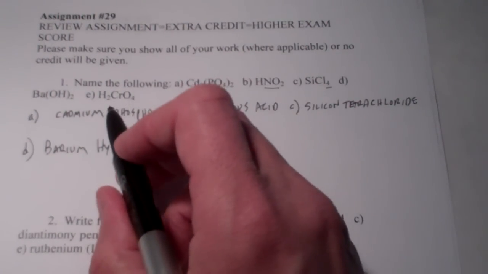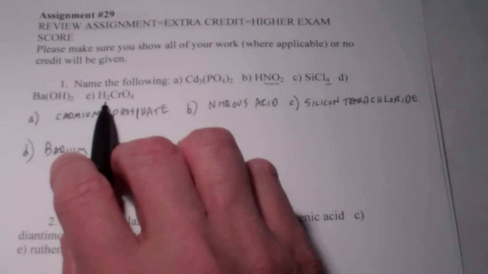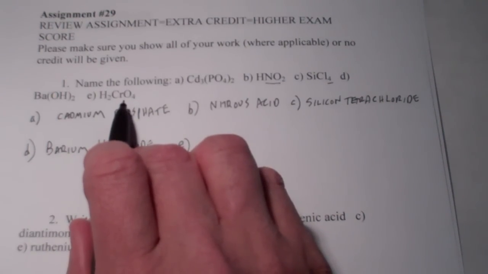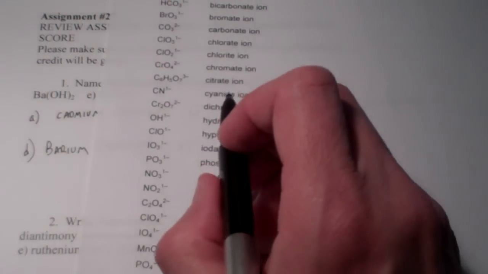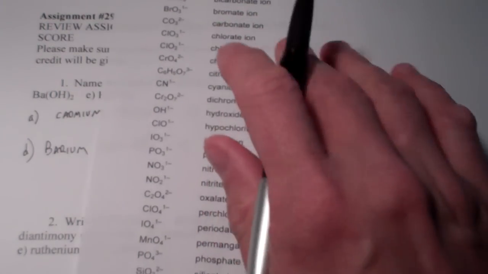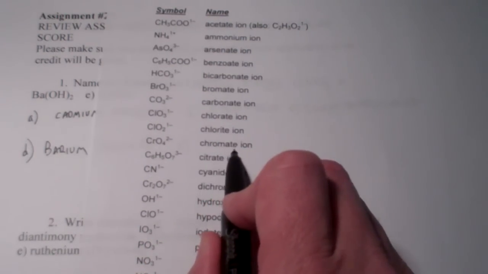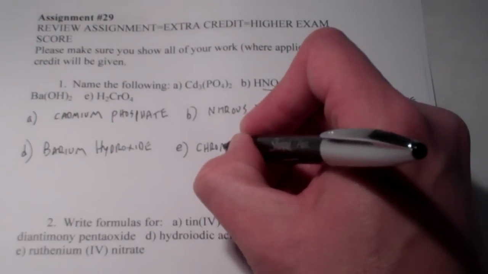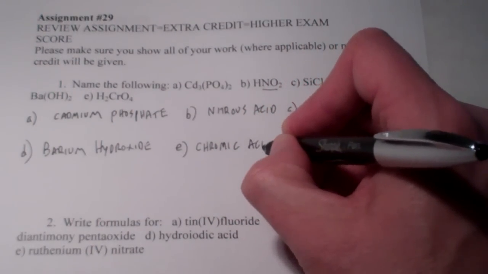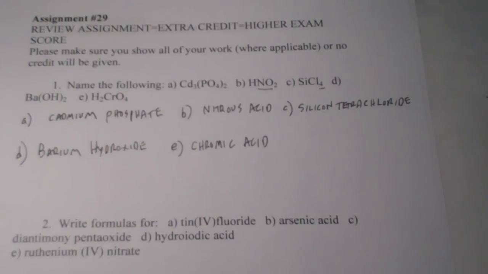Letter E, H2CrO4. Do you recognize that as an oxyacid? CrO4 is called chromate. Here we go, right here. Chromate, CrO4 2 negative. Now, ate polyatomics, when they're used as acids, become ic acids. So instead of saying chromate, we say chromic acid. And number 1 on our review assignment is completed.